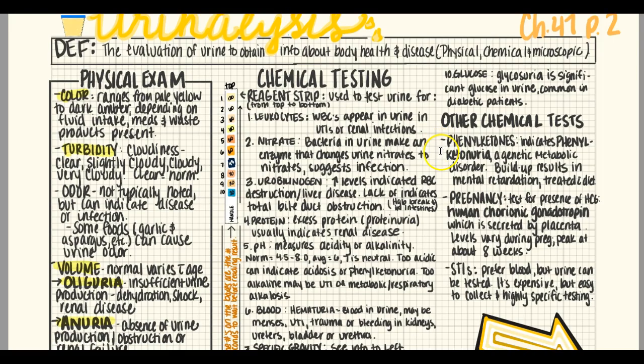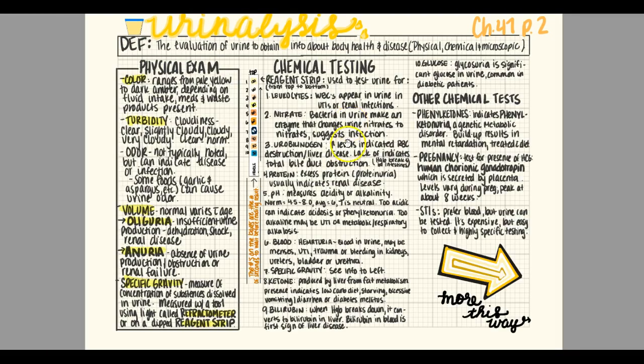Okay, so urinalysis is the evaluation of urine to obtain information about the body's health and disease. There is a physical urinalysis, chemical urinalysis, and then microscopic urinalysis as well. So we start with the physical exam, which is going to range from a pale yellow. The physical exam involves looking at the color, looking at the turbidity, and then measuring the volume and the specific gravity.